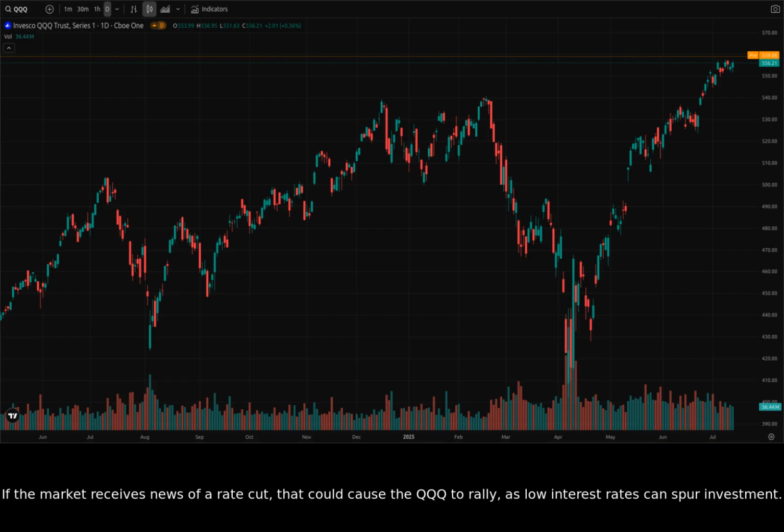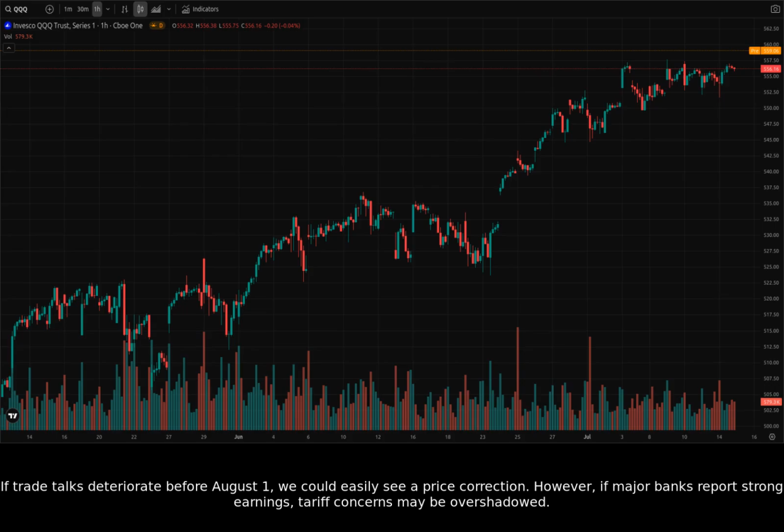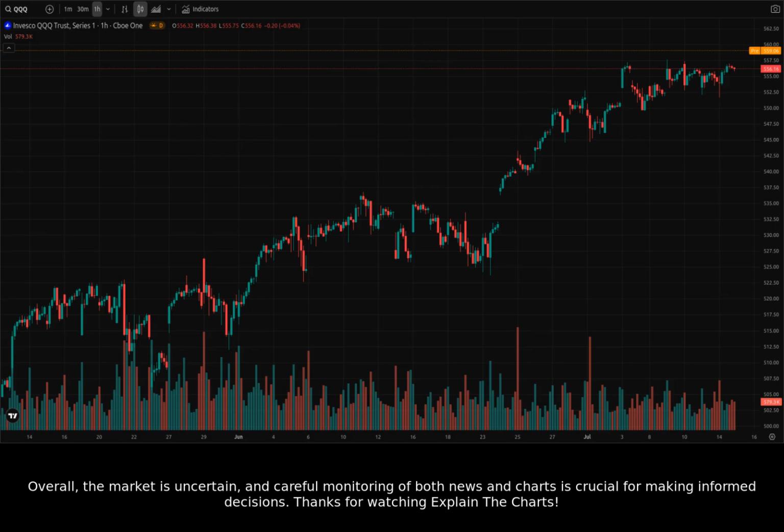If the market receives news of a rate cut, that could cause the QQQ to rally, as low interest rates can spur investment. If trade talks deteriorate before August 1st, we could easily see a price correction. However, if major banks report strong earnings, tariff concerns may be overshadowed. Overall, the market is uncertain, and careful monitoring of both news and charts is crucial for making informed decisions.